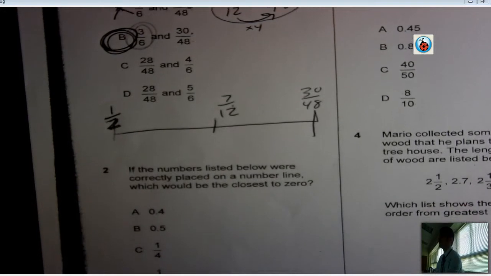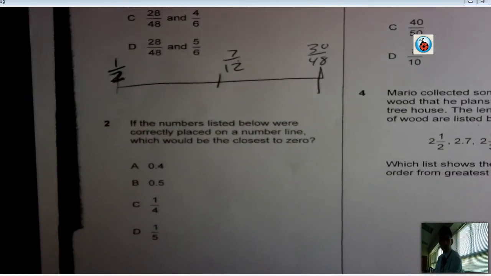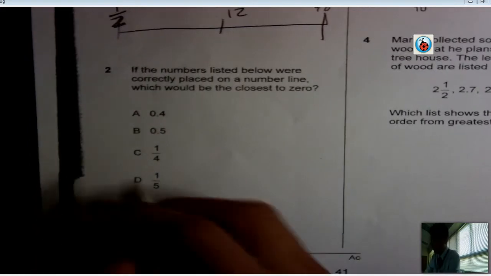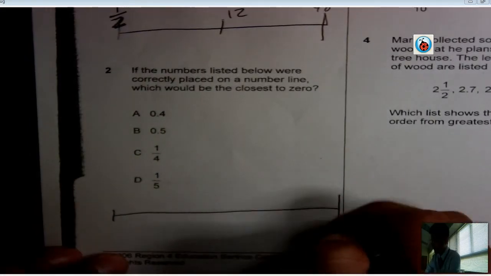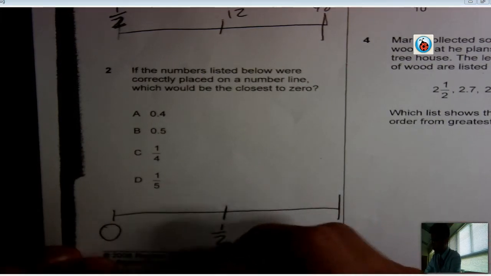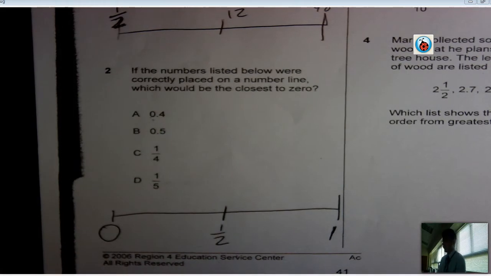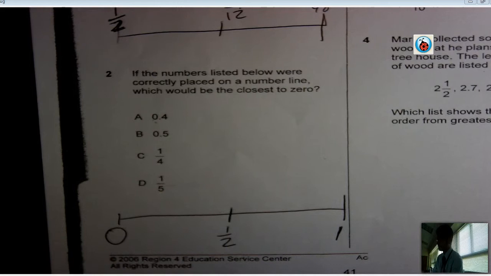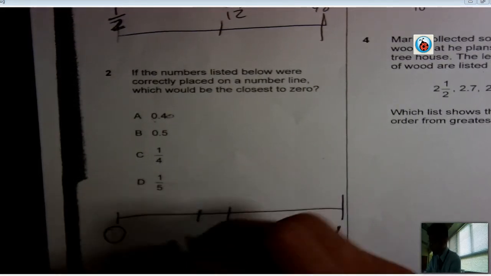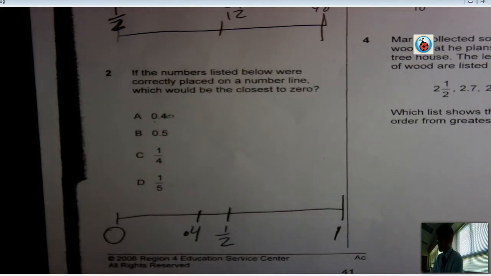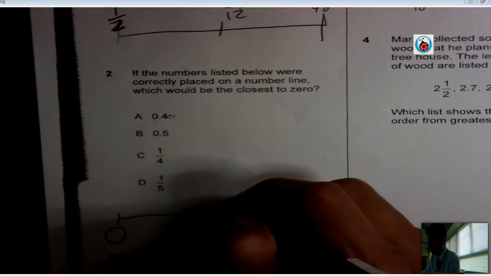All right, number 2. It says, if the numbers listed below are correctly placed on a number line, which one would be closest to 0? Well, let's figure that out. Here's a number line. Here's 0. Here's 1. And here's a half. So A says 4/10, which is like 40 cents. Is that under half or over half? 40 cents? It's a little bit under, right? So that would be right about here. And then B says 5/10, which would be exactly a half. So that would be right here.